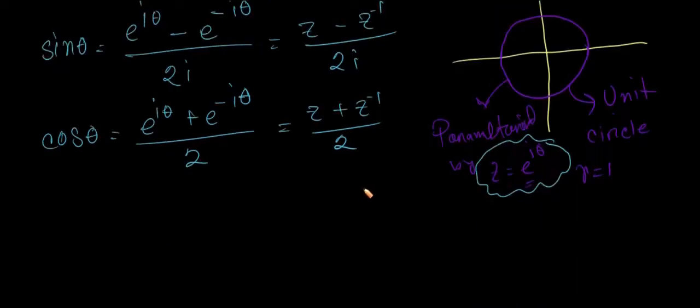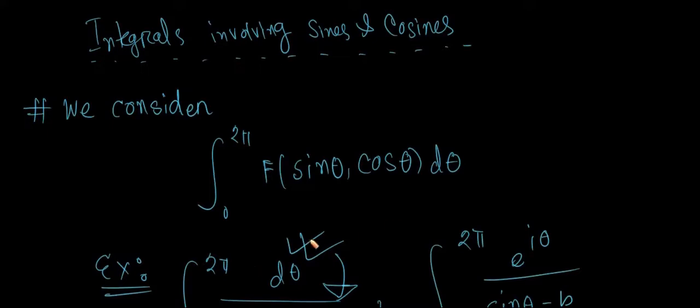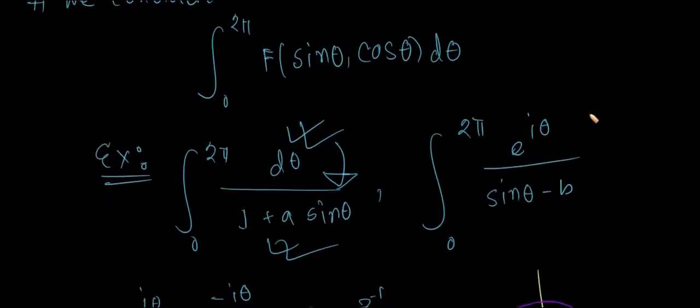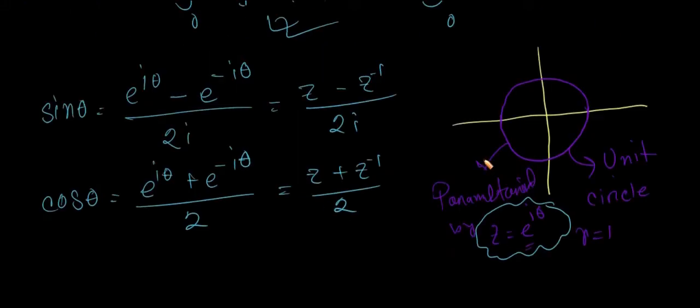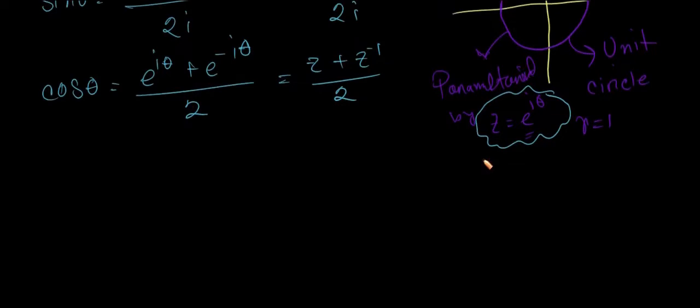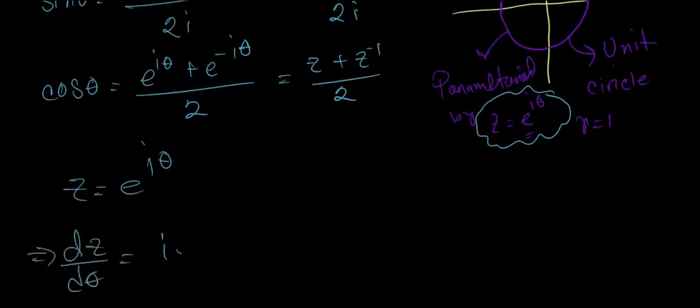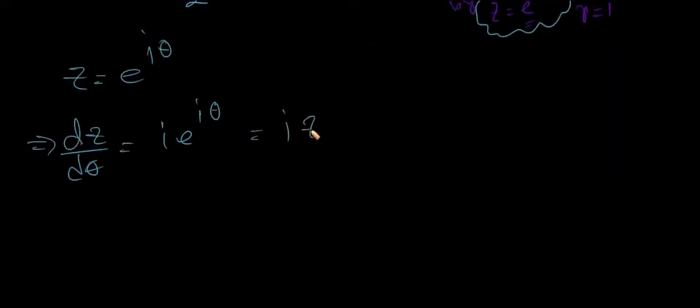Now, since our original integration contained this d theta term, as you can see over here, oops, there should be a d theta, we have to substitute this d theta in terms of dz. Our parameterization tells us that z is equal to e to the power i theta, so dz by d theta will just be i e to the power i theta. But e to the power i theta itself is z, so this is just iz. And from here you can write that d theta is equal to dz by iz.